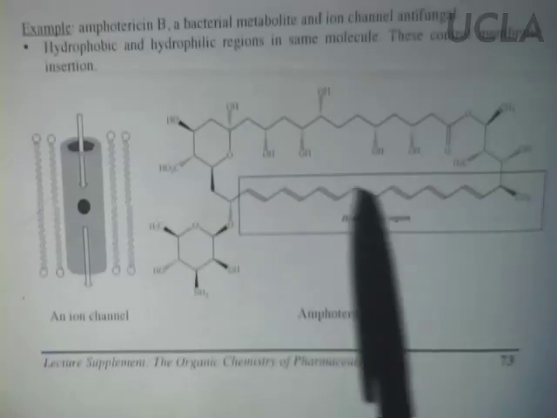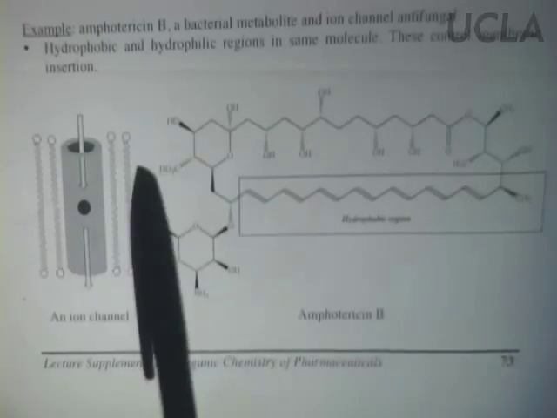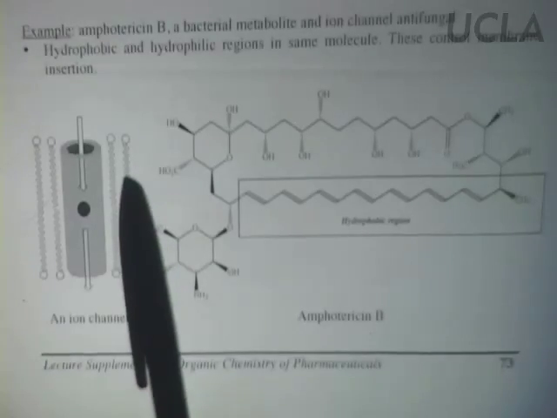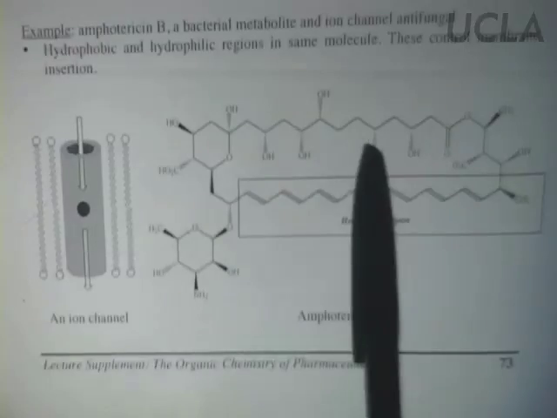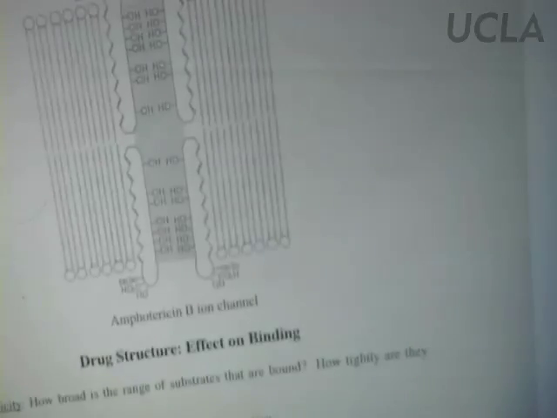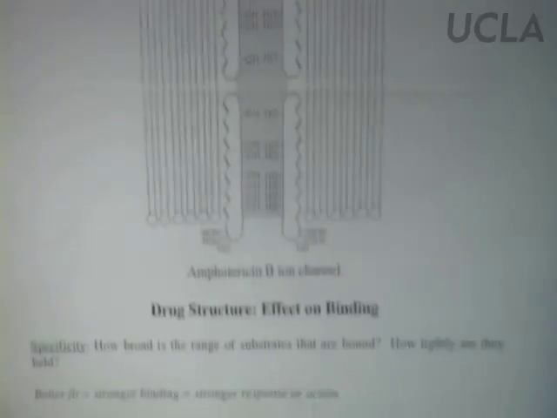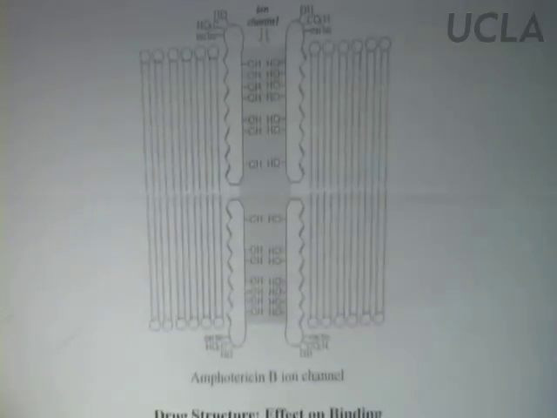The nonpolar hydrophobic region puts itself next to the nonpolar side chains in the phospholipid bilayer, and the polar areas, especially all of these OHs, tend to point in towards the middle of the tunnel. As a matter of fact, we have that picture on the next page. And all those lone pairs on all those oxygens make it conducive for the cations to move there.